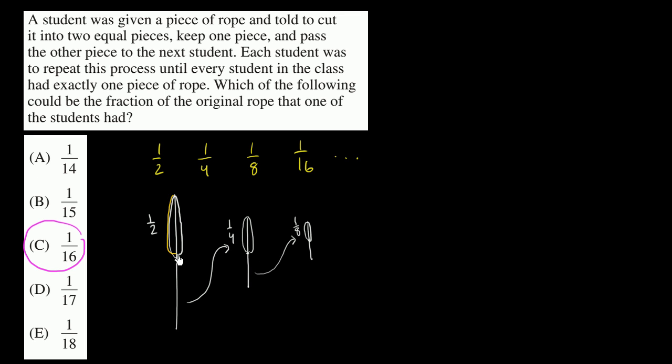This is 1/2, this is 1/4, this is 1/8. 1/2 to the first power, 1/2 to the second power, 1/2 to the third power, and you could keep on going. And of course, 1/2 to the fourth power. If we go one more step, so now you have 1/8 of a rope, and the student cuts it in half and keeps half of it. That's 1/16 right over there, which is what we actually picked.